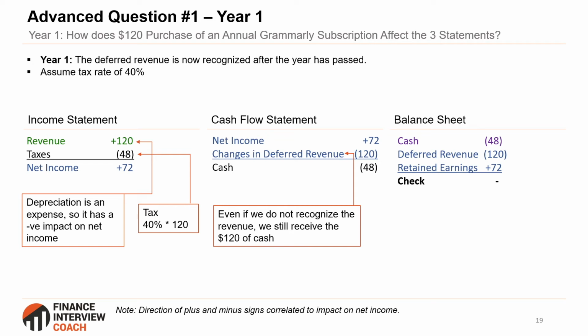So when we recognize the revenue in the income statement, you'll see that we have 120 revenue here. It's a 40% tax rate, so we have to also account for the tax. So after the tax rate, net income is up by 72.